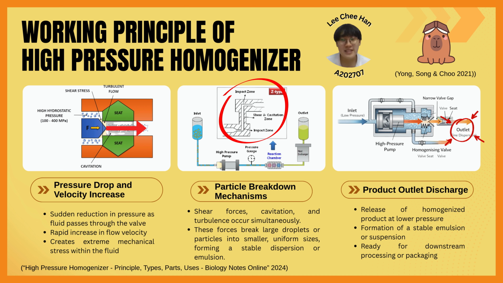Finally, the homogenized product is released through the outlet at lower pressure. The resulting product has improved stability, uniformity, and is ready for further processing or packaging.